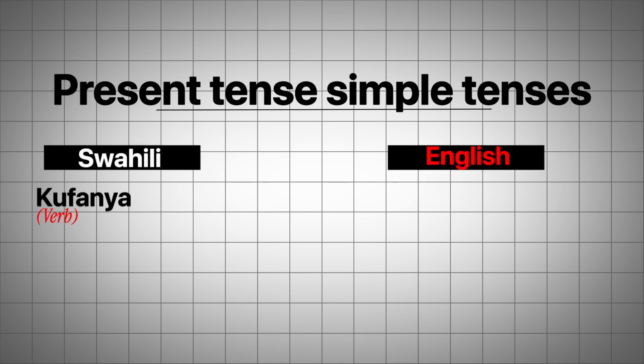Another verb is kufanya. Kufanya simply means to do. This is a very useful verb because we tend to do a lot of things during the day and you will use this verb a lot. So to say I am doing, you can say ninafanya. Repeat after me. Ninafanya. One more time. Ninafanya. Great.